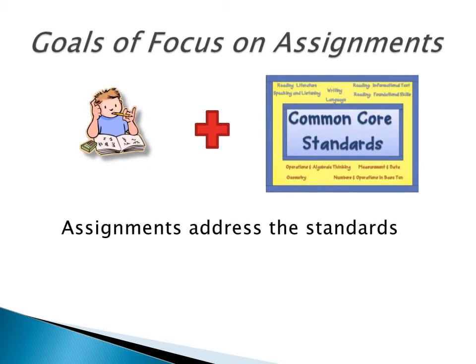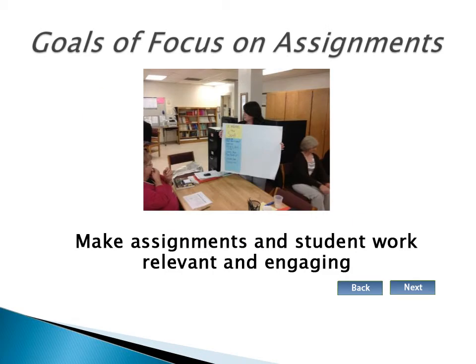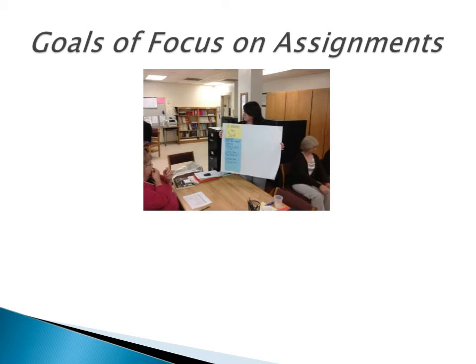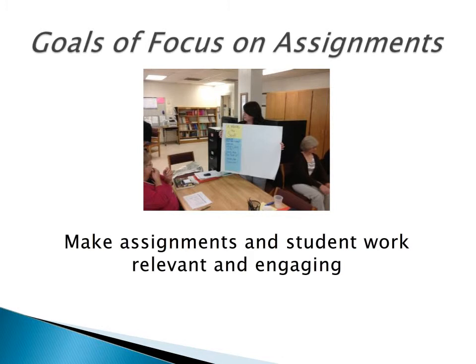The goals of Focus on Assignments are many. One goal is to provide a way where instructors can look at an assignment and make sure that it aligns with the Common Core standards. Another goal is to make sure that student assignments are relevant and engaging. In other words, their assignments reflect real life scenarios and real life situations.